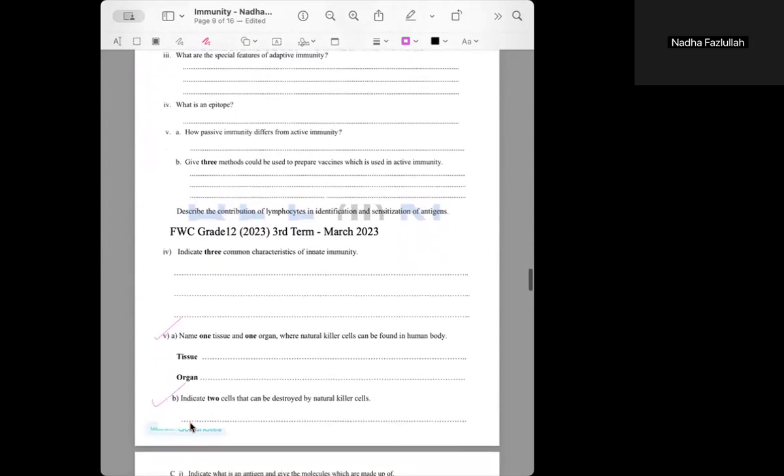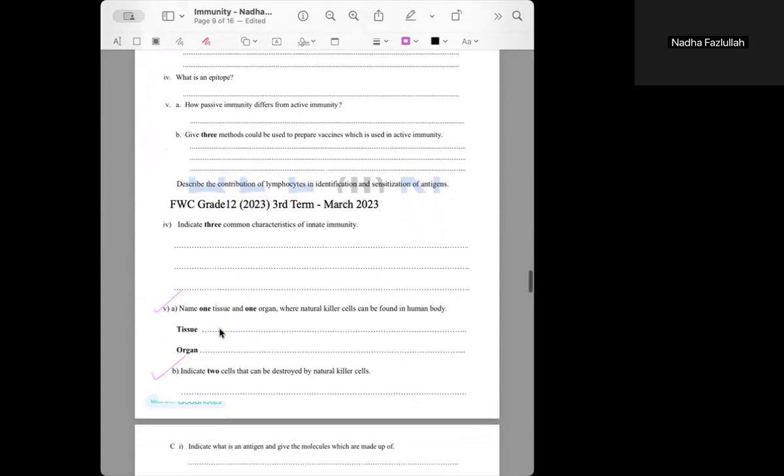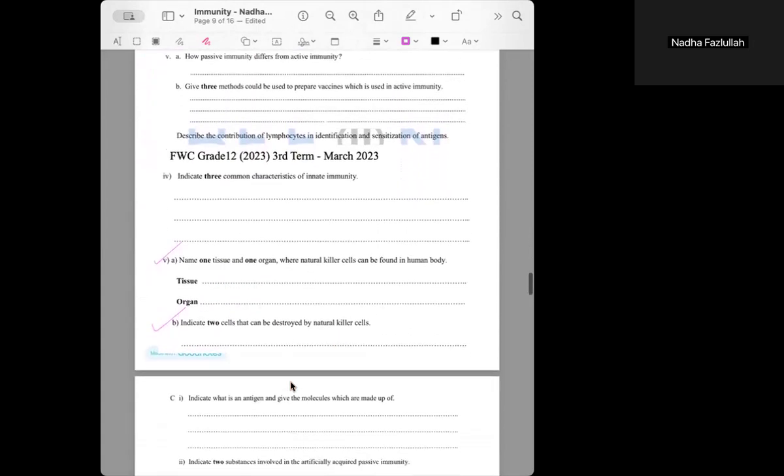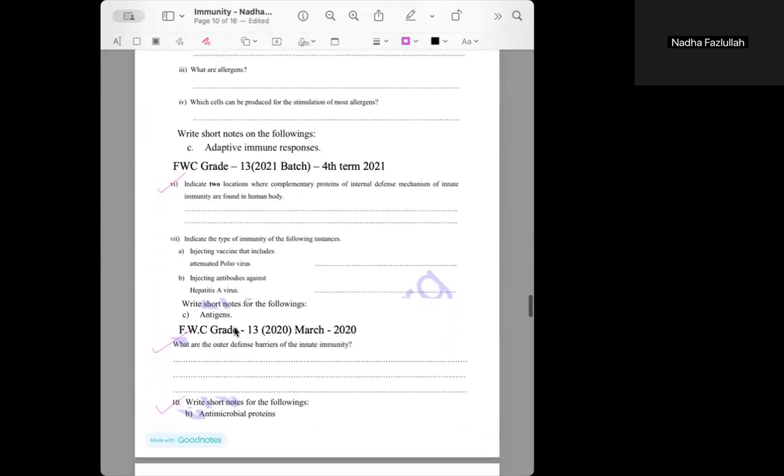And 2023 third term, the last two questions about tissue or tissue organ and about the two cells destroyed by natural killer cells. Then in the other page, 2021 fourth term, the first structured essay question, and then the first question in the structured essay, and then 2020 March, these two questions. And remember, this antimicrobial short note is a homework for you.